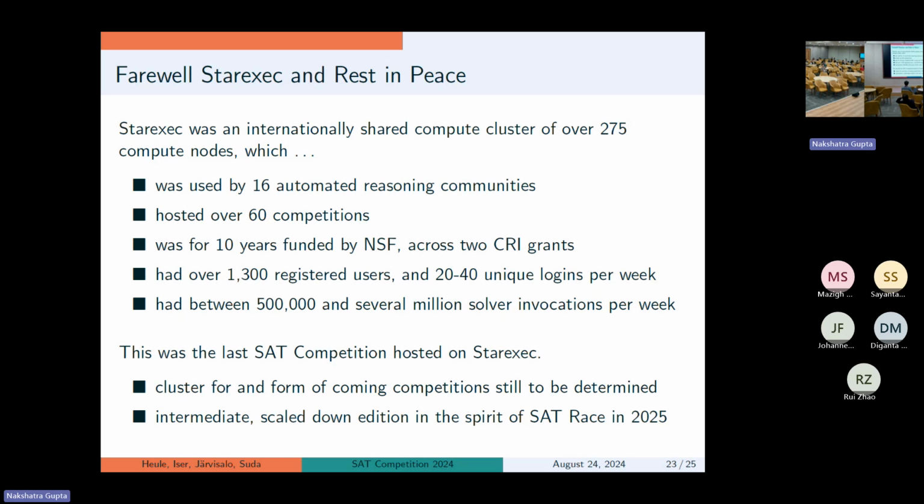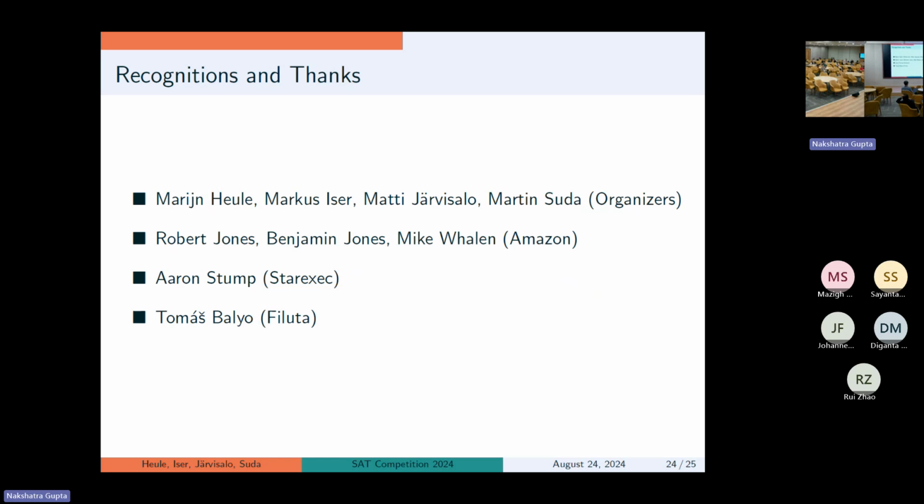Okay, and next year we plan to have just an intermediate scaled-down edition in the spirit of a SAT race to just keep it going. But next year it will be a bit smaller because we don't have StarExec and we have to do a lot of things manually, probably somewhere at some hosting institution. We still have to figure it out, but normally there are compute resources somewhere available. So, that is that.